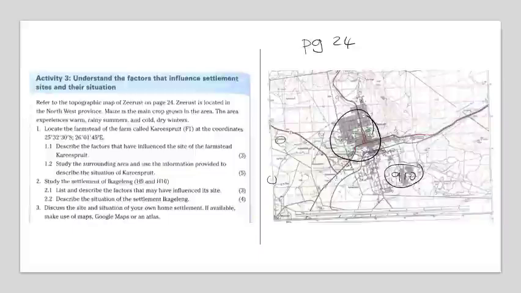Okay? Discuss the site and situation of your own home settlement. If available, make use of maps, Google Maps, or an atlas. You all have internet. You can all go and give me a screenshot of your home from Google Maps. Okay, so please complete activity 3 and submit it for marking.